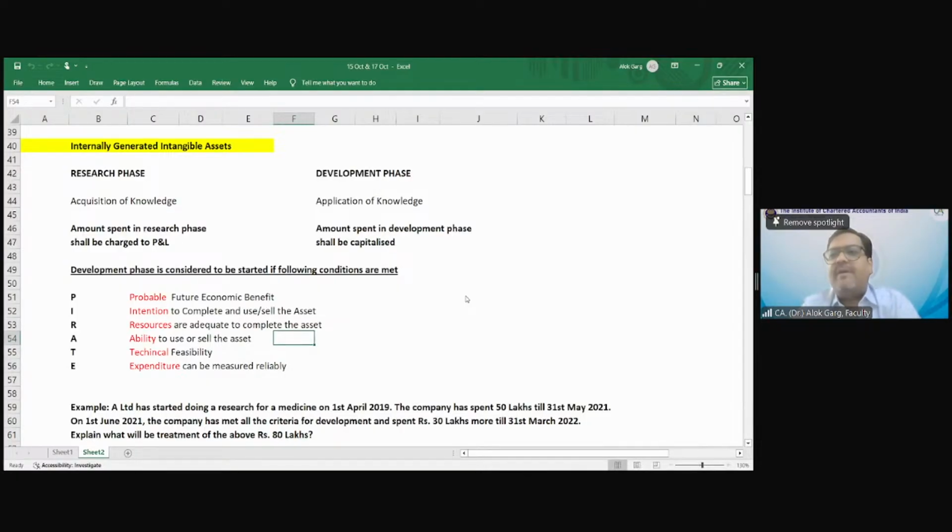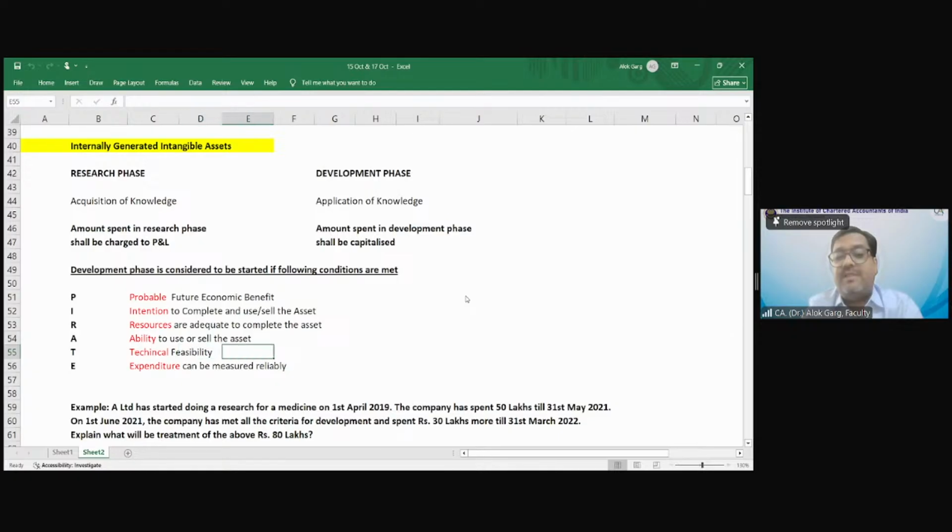So there was a private limited company doing a lot of research for the COVID vaccine. Once they identified the formula for the COVID vaccine, they got the visibility and entered the development phase. Till that point, the government had said the COVID vaccine would be sold only by the government of India, not through private players. So does this entity have an ability to use or sell the asset? The answer is no, they cannot. So the ability to use or sell the asset must be there.